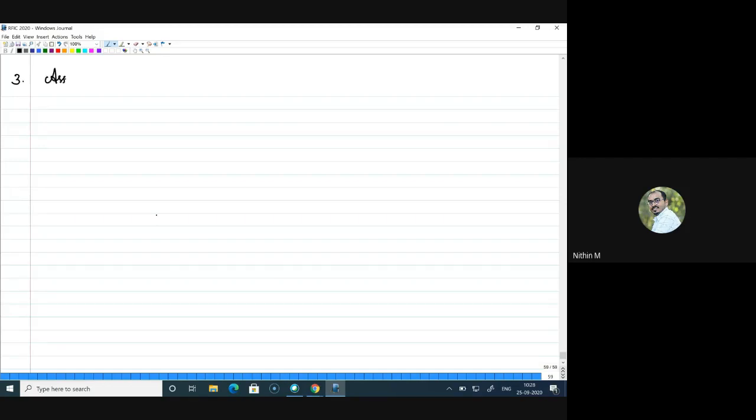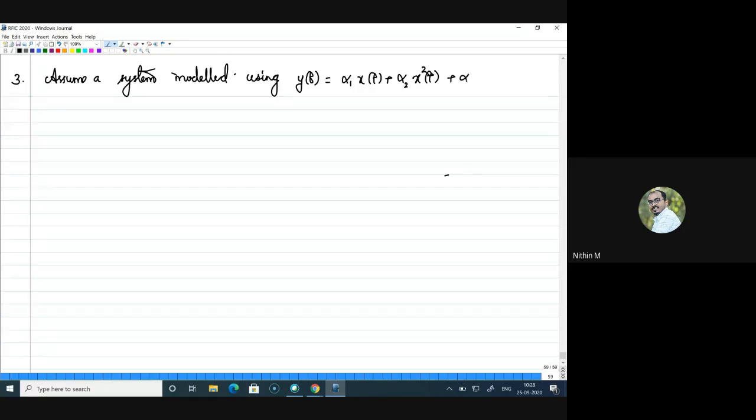Okay, so the question is this: assume a system modeled using the expression y of t equals alpha 1 x of t plus alpha 2 x square t plus alpha 3 x cube t. So this is your system.